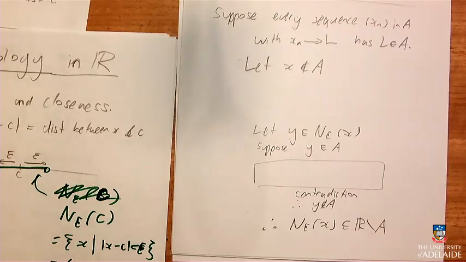What's the contrapositive of this? The contrapositive is you reverse both of them, right? And the contrapositive is equivalent to the original. So the thing we're trying to prove is if every sequence, etc., does that, then A is closed.